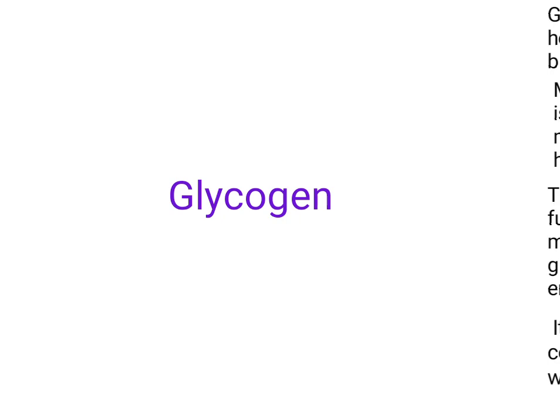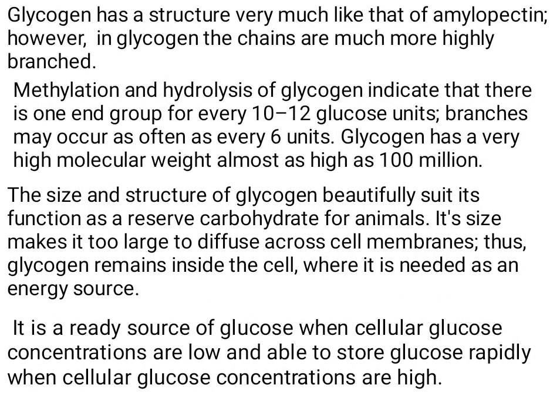Glycogen. Glycogen has a structure very much like that of amylopectin. However, in glycogen, the chains are much more highly branched. Methylation and hydrolysis of glycogen indicate that there is one end group for every 10 to 12 glucose units. Branches may occur as often as every 6 units.